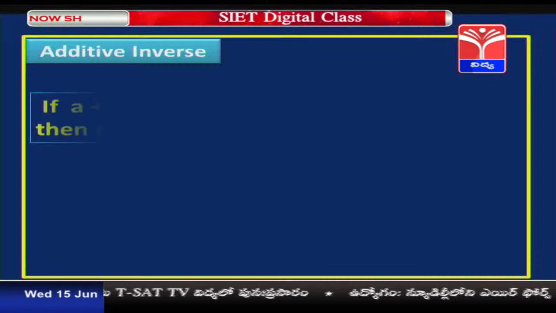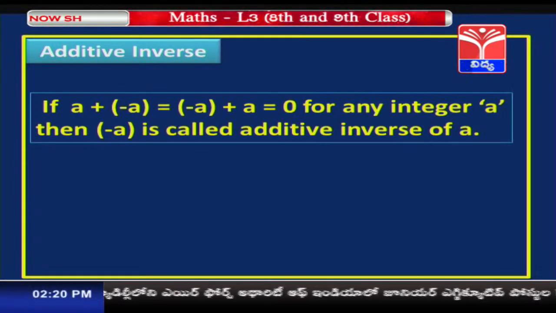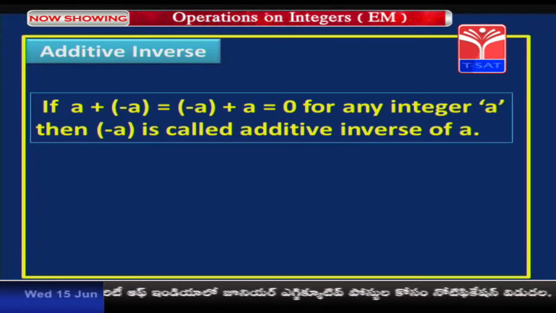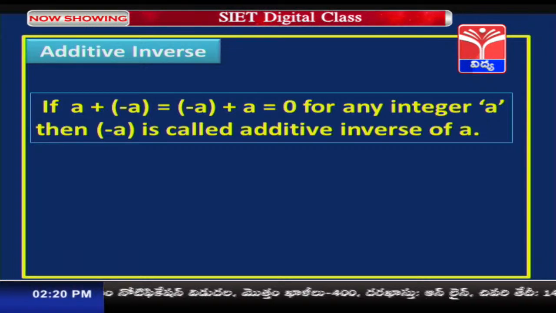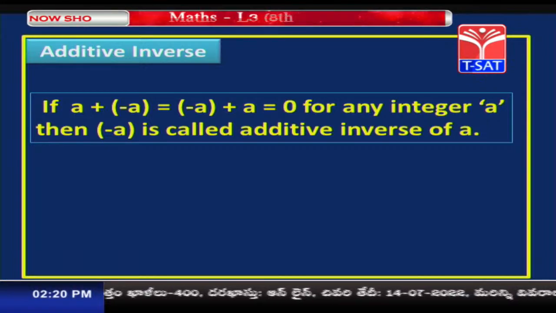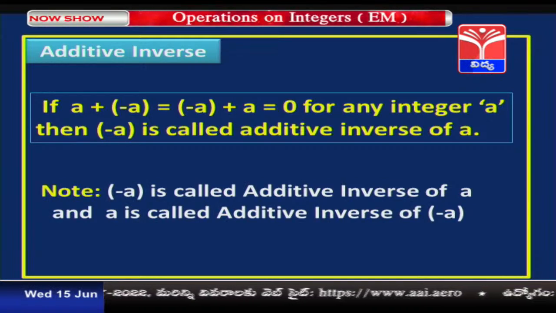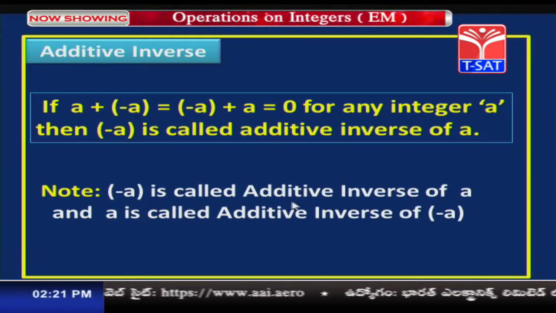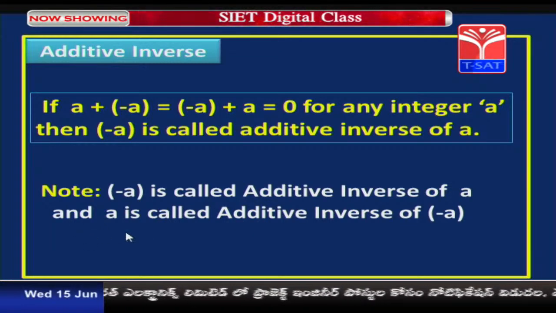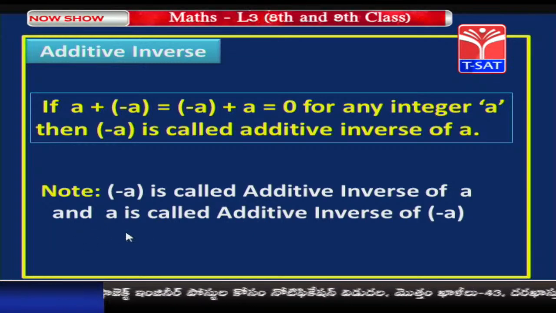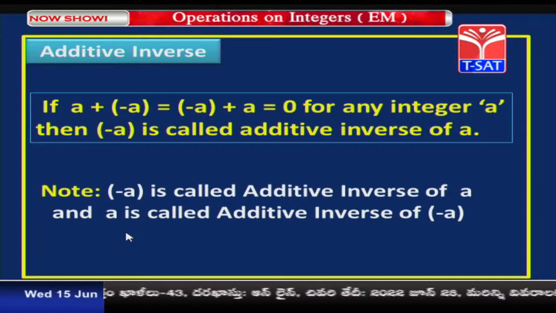Let us see, children. If a plus of minus a is equal to minus a plus a, that is equal to 0 for any integer a, then minus a is called additive inverse of a. So, children, you need to note one more important thing. We have seen minus a is called additive inverse of a, and also a is called the additive inverse of minus a. Okay. So, for 3, minus 3 is the additive inverse, for minus 3, plus 3 is the additive inverse.